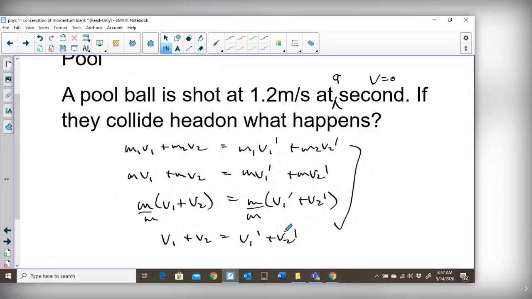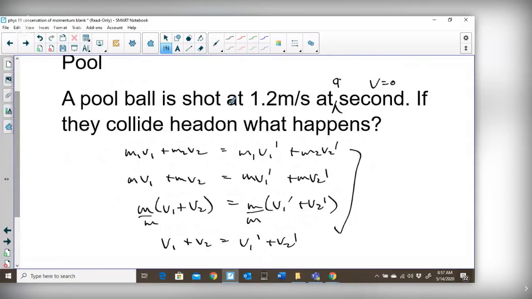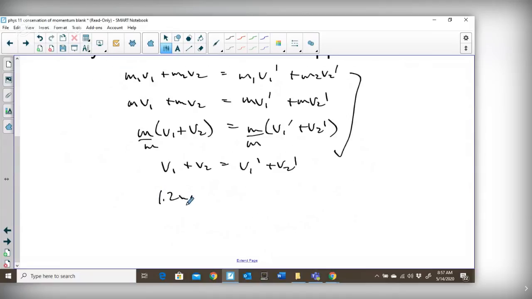Now, I went through a lot of work here just to point out that we're not told what the mass is. And in this case, because the masses are all the same, it doesn't matter what the mass is. We can just take a look at what the velocities are. All right, so what we know is that our first ball has a velocity of 1.2 and the second one has a velocity of 0. So we could put 1.2 meters per second plus 0 is equal to our v1 prime plus our v2 prime. And I say, what happens? Well, the sum on this side has to equal 1.2 meters per second.